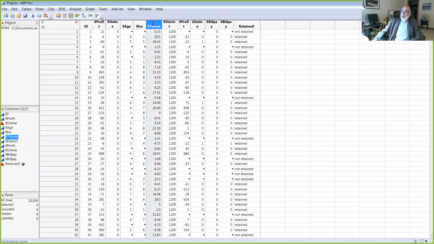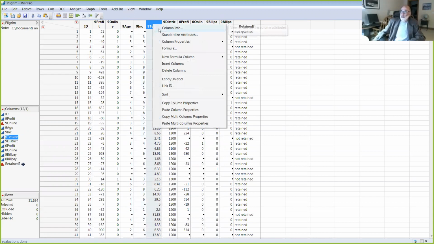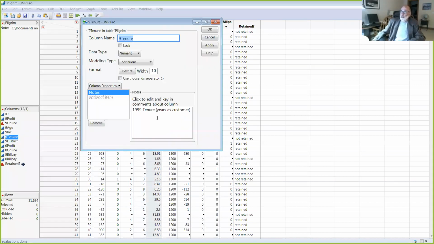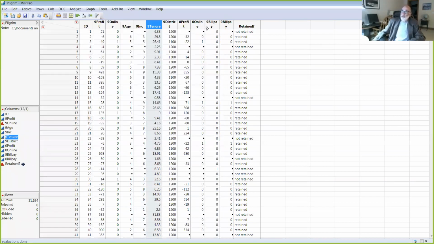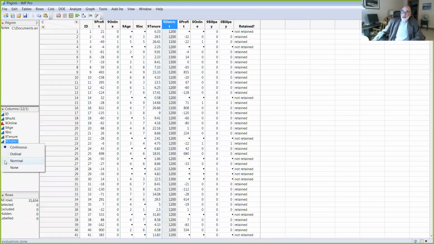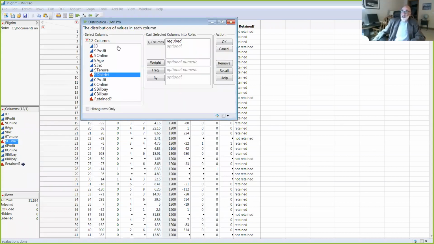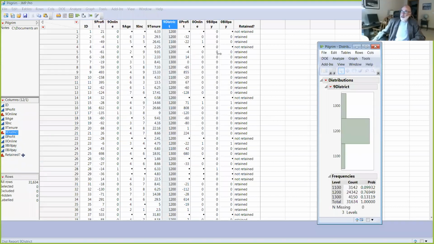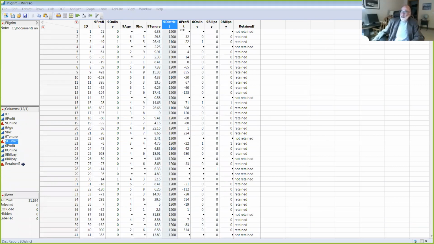Tenure is the length of time, I believe in years, as a customer of the bank. District is a nominal variable. It's coded as continuous here. I'll change it just so we don't get confused about it. But again, it doesn't matter for a decision tree. It doesn't really care which type of variable it is. It has 3 values. There is some coding of what district the customers are in. There are 3 different districts, and by far 1,200 is the district with the most customers in this data set.